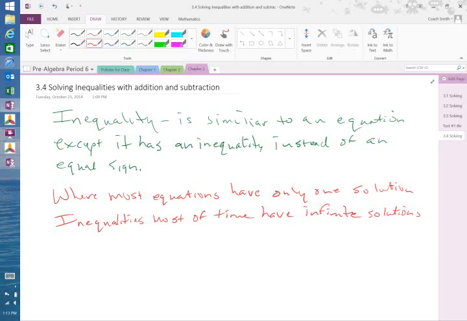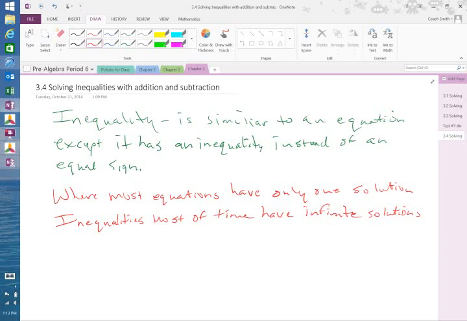With inequalities, you're going to have x is greater than 10. Well, there's an infinite number of numbers greater than 10. 11, 12, 13, 14, 15, 16, 17, and on and on. Okay? So where an equation usually has one specific value, at least at this point in your mathematical careers, inequalities have infinite.